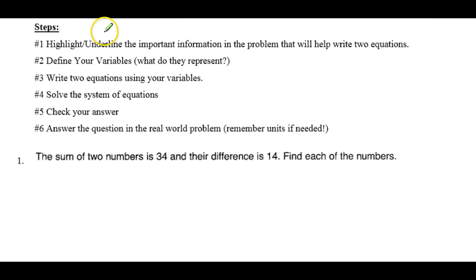Okay, so here's the steps. First thing you want to do is to highlight or underline the important information. It's going to help you write the two equations, right? You just want to focus on the important information. Next, define your variables. What does each variable represent or stand for? Then you're going to write the two equations using the variables. You're going to solve them, and you can choose your method. If you like substitution, use that. If you like elimination, use that. And then check your answer. Okay? And then answer the question in a real-world problem, meaning what is it referring to?